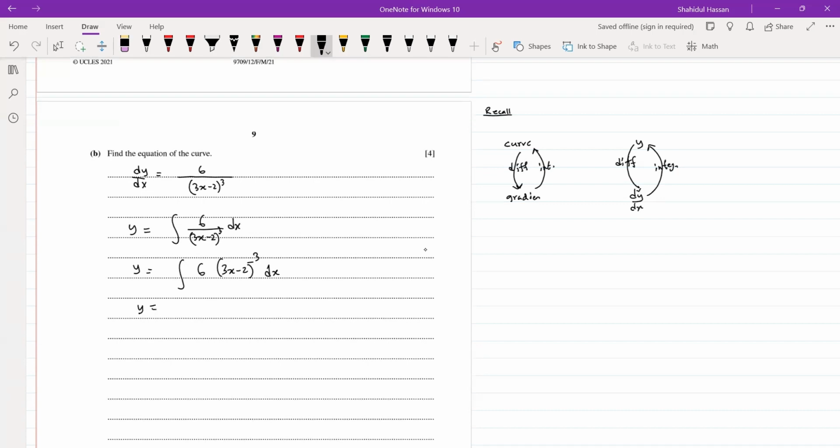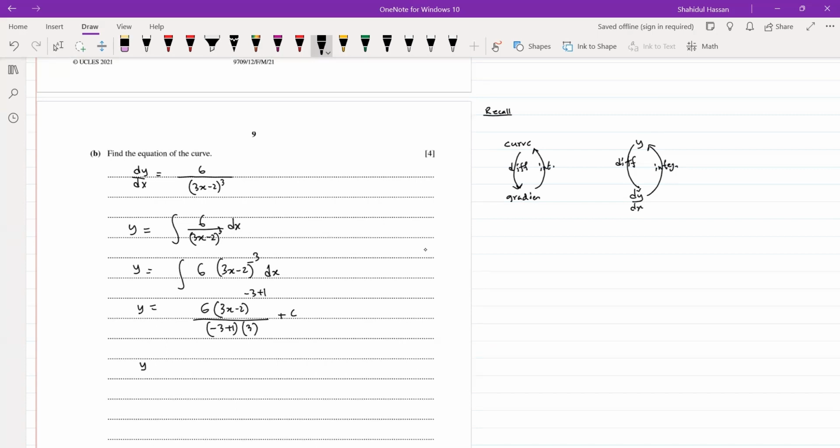Now we can start integration. For (3x minus 2), the integration will be: the power will be added by 1 and it will be divided by the added power. And whatever you have inside the bracket, 3x minus 2, if you differentiate 3x minus 2, you're going to get a 3. The differential will be multiplied in the denominator. The 6 is a constant, it will remain as it is. And plus the constant c. So we're done with the integration.